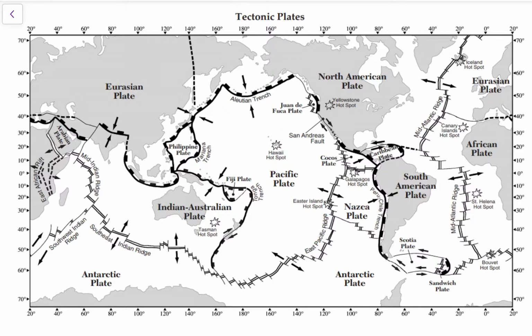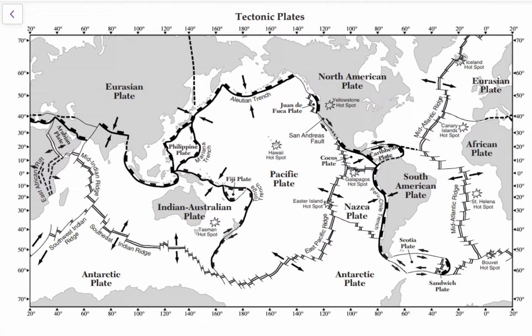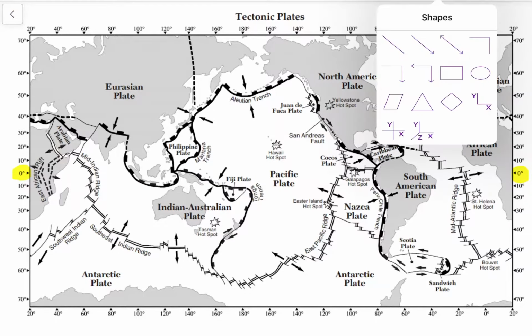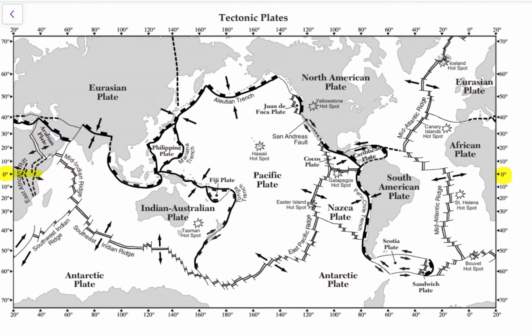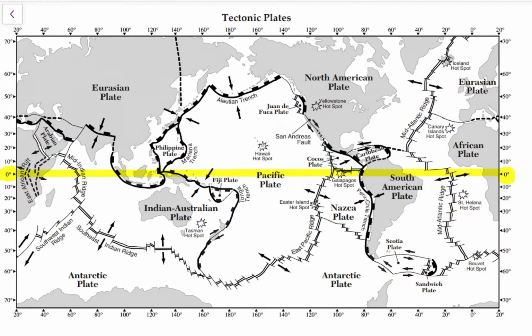Let's start by identifying the equator. Remember, the equator is the main line of latitude, which can be located at 0 degrees. So I'm going to highlight 0 degrees latitude on the scale here on the left side, and then I will highlight 0 degrees on the right side. I'm going to draw a line connecting these 2 points to show the equator. So that line highlighted in yellow there is my equator.